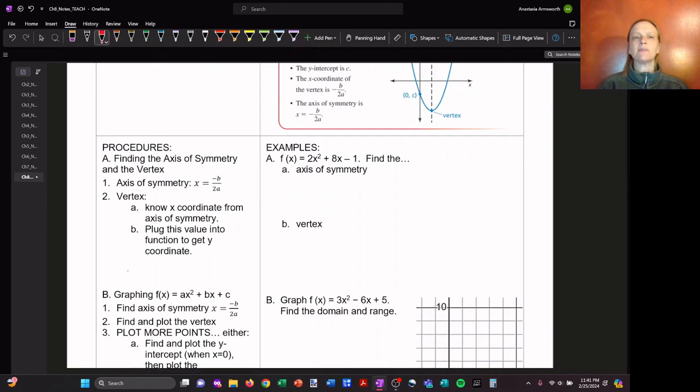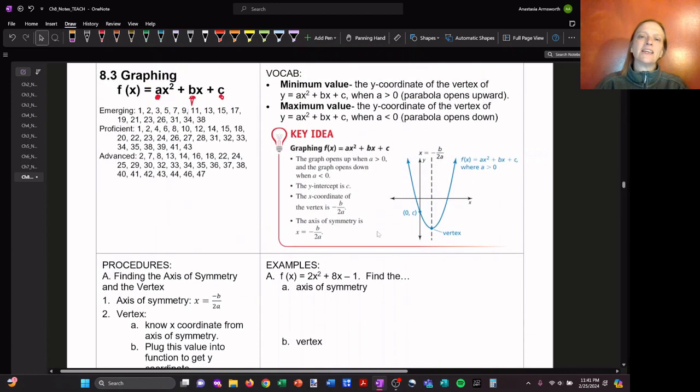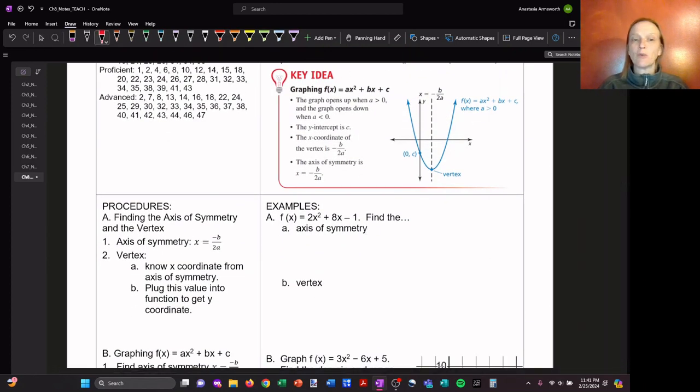Finding the axis of symmetry and the vertex. So to this point, all the examples that we've looked at did not change our axis of symmetry. Our vertex was always along the y-axis somewhere. Maybe it was raised, maybe it was lowered, but it was still on the y-axis. And so now we're changing this. And there's a handy dandy formula for helping us determine where that axis of symmetry is, and that is x equals negative b divided by 2a.